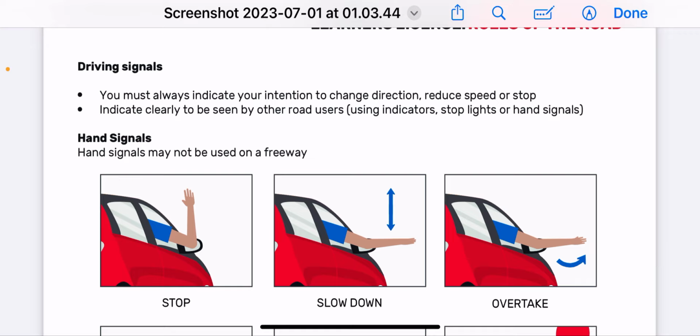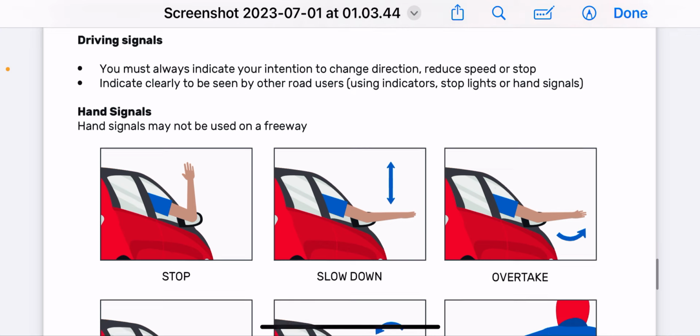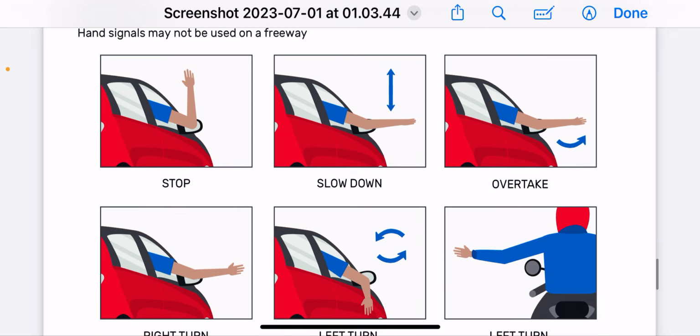Driving signals, you must always indicate your intention to change direction, reduce speed, or to stop. Indicate clearly to be seen by other road users using indicators, stop lights, and hand signals. They are hand signals. I'm just going to leave this. You may pause the video so that you can just check these pictures.